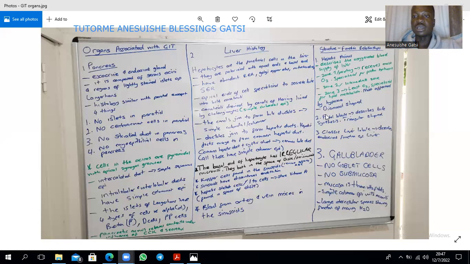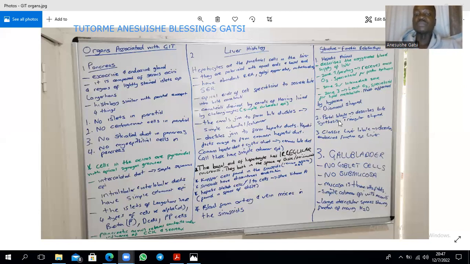Then you look at the portal lobule. This describes the exocrine function of the liver. By the way, the classic liver lobule is going to be hexagonal in shape. The portal lobule is triangular, and it describes the exocrine function of the liver, which is biosynthesis on the apical end. Bile is synthesized by the hepatocytes and secreted into what are known as bile canaliculi.